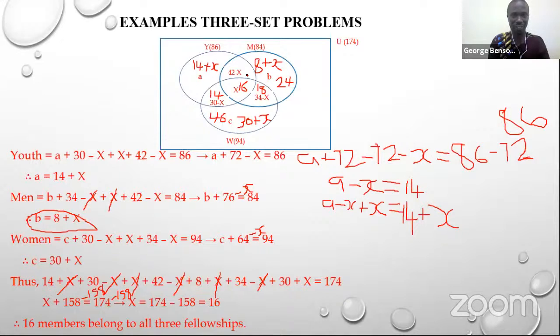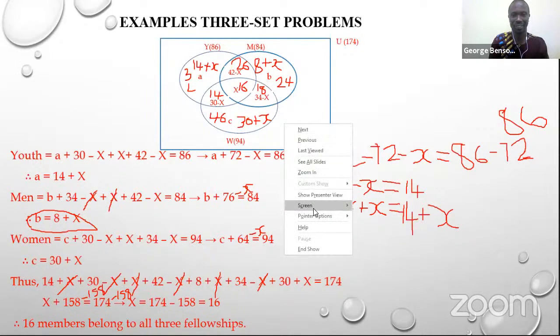Then I think we are left with this region. So 42 minus 16 will bring us what? 26. Thank you, 26. Then here, 16 plus 14 will bring us 30. Yeah, 30. Excuse me, let me quickly erase so that I can write it properly at the right place.